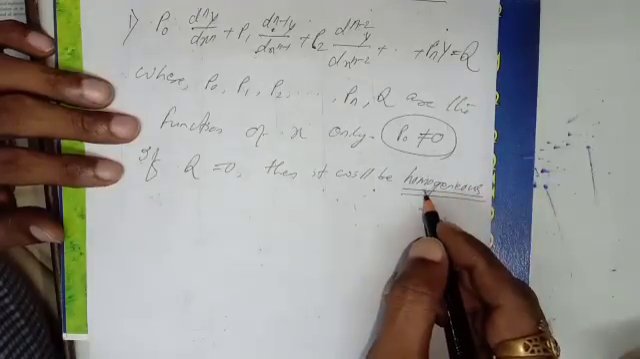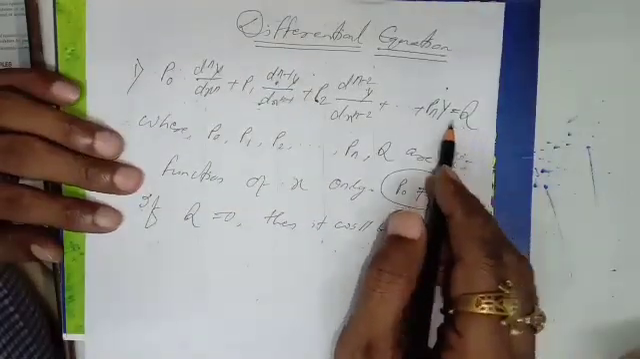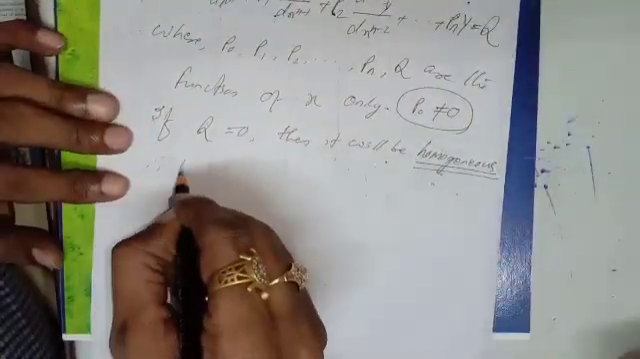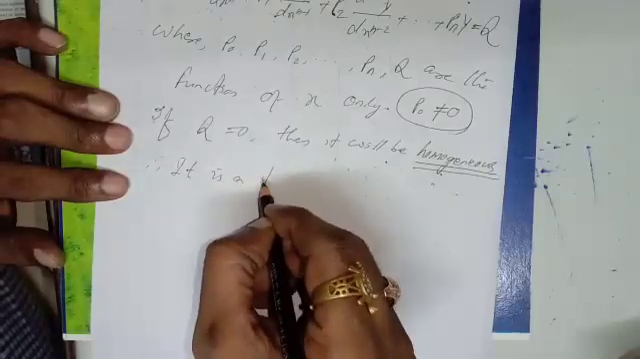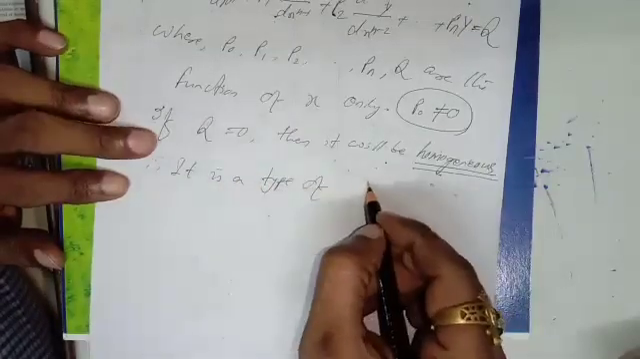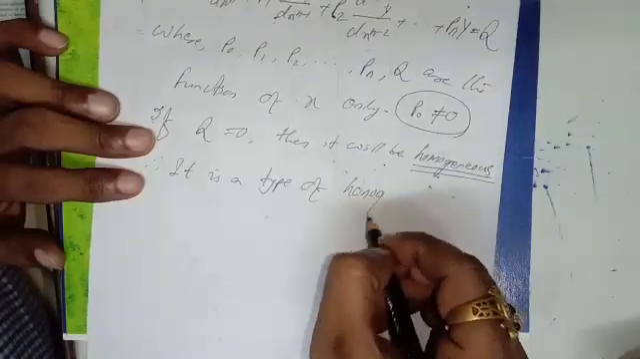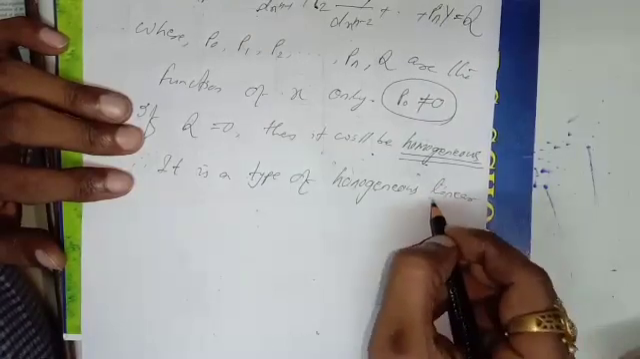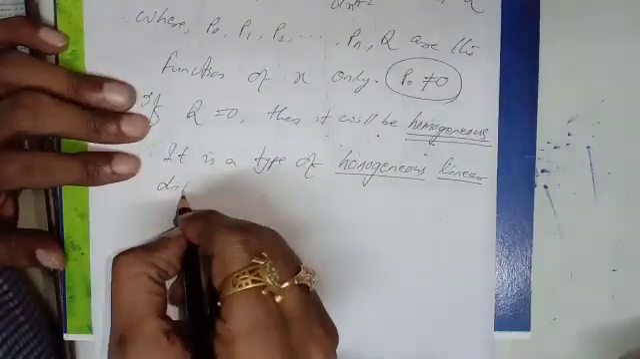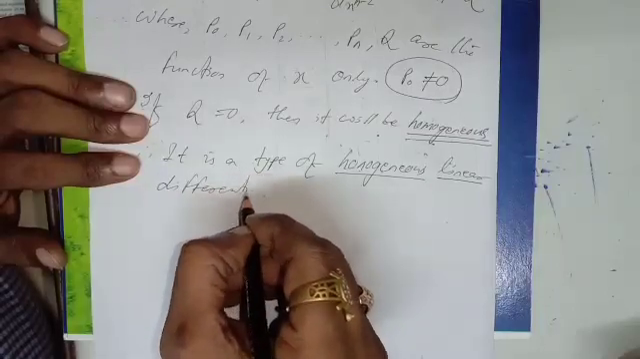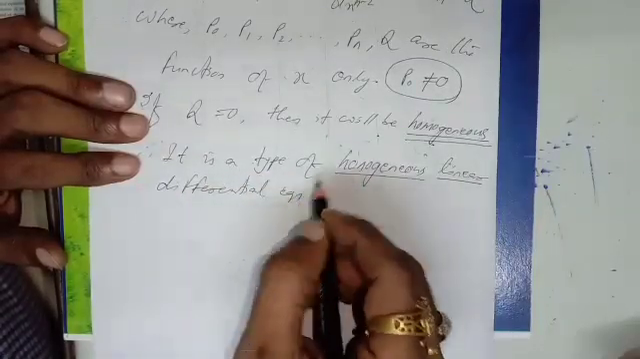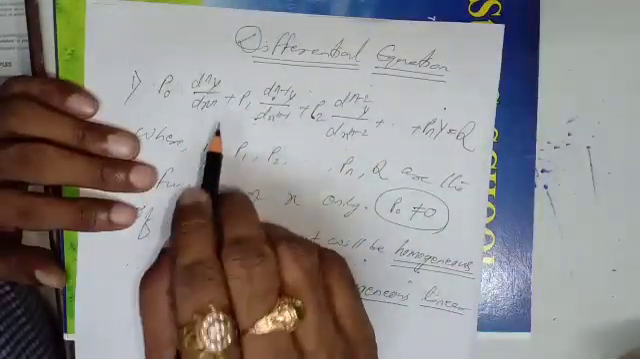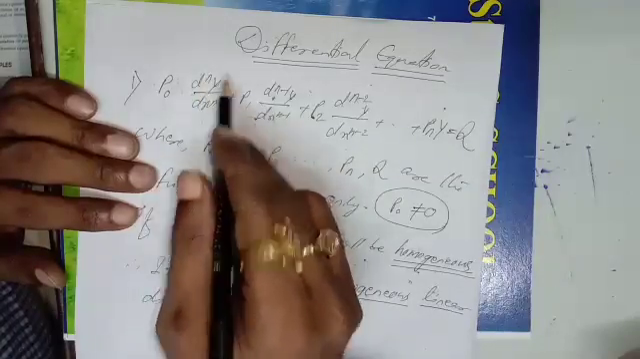Homogeneous linear differential equation means the right hand side will be 0 and the equation is in this form. Why am I saying it is linear? Because there is no power on the derivatives here. That means the degree is 1. For the highest order derivative, the degree is 1.